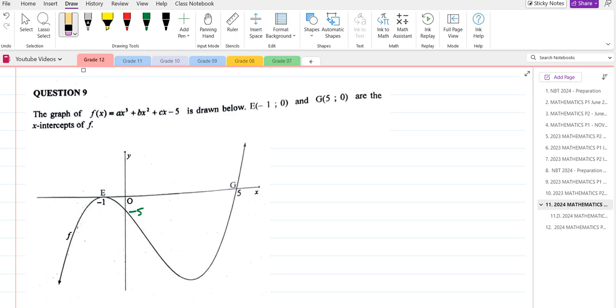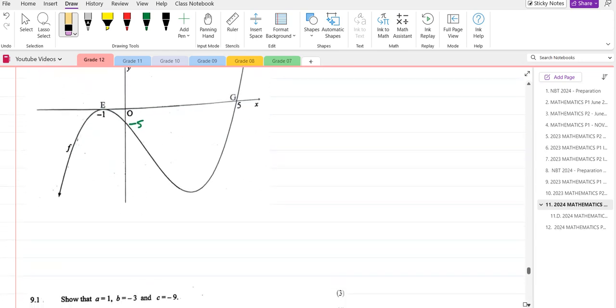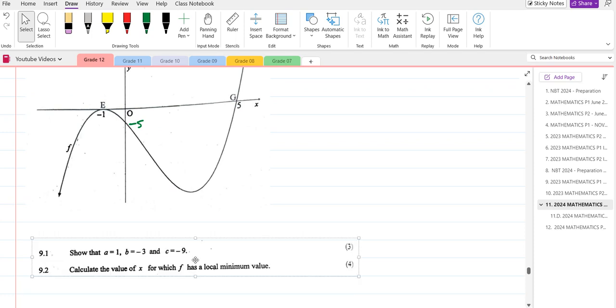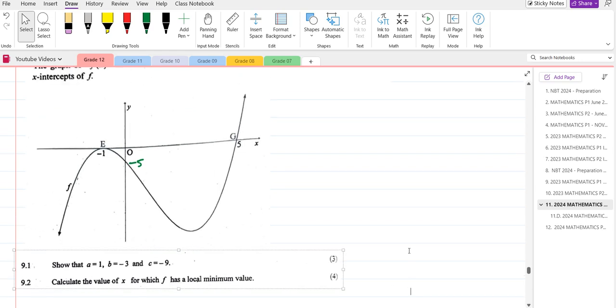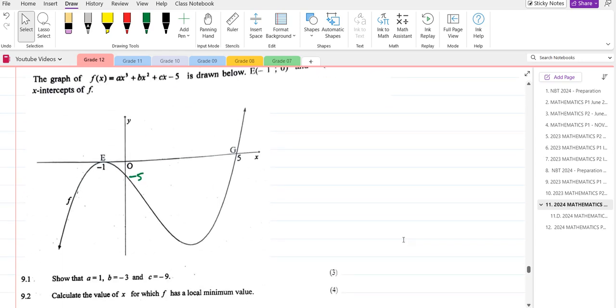E, g are the x-intercepts of f. Question number 1. What is question number 1? Show that a equals 1, b equals minus 3 and c equals minus 9. Now you have to show that a is equal to 1, so don't guess. When you're writing this, remember we have an intercept form. So you're going to write y is equal to a into x plus 1 all squared into x minus 5. I'm using the intercepts.